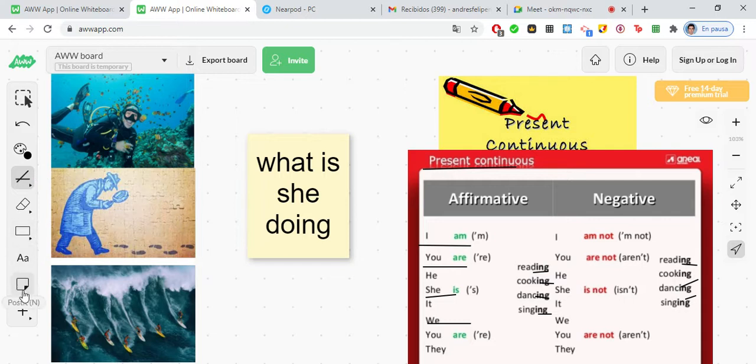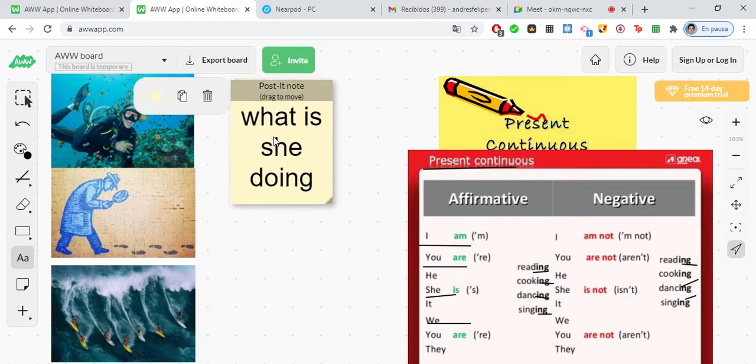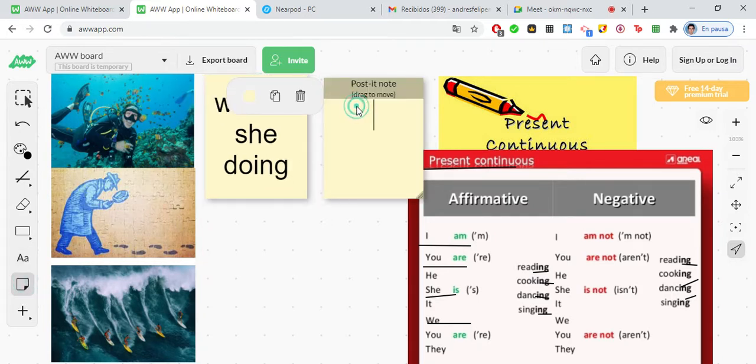One of the most basic questions is the next one. Pay attention. For example, in this case, what is she doing? What is she doing means ¿qué está haciendo ella? What is she doing? So the correct way to answer this is the verb to be. She is. She, the verb to be, which is. She is. What is she doing? Look at the picture. Tell me, what is she doing? How do you call this verb? Look at the action. Okay, she is diving in the ocean.